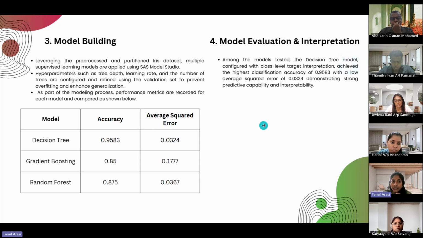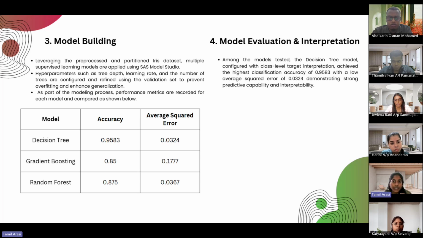And then moving on to the next step, which is the model building. Here, leveraging the pre-processed and partitioned iris dataset, multiple supervised learning models are applied using SAS Model Studio. Hyperparameters such as tree depth, learning rate, and the number of trees are configured and refined using the validation set to prevent overfitting and enhance generalization. As part of the modeling process, performance metrics are recorded for each model and compared as shown below. As I mentioned earlier, this is an overall comparison table for each algorithm used, which is decision tree, gradient boosting, and also random forest.